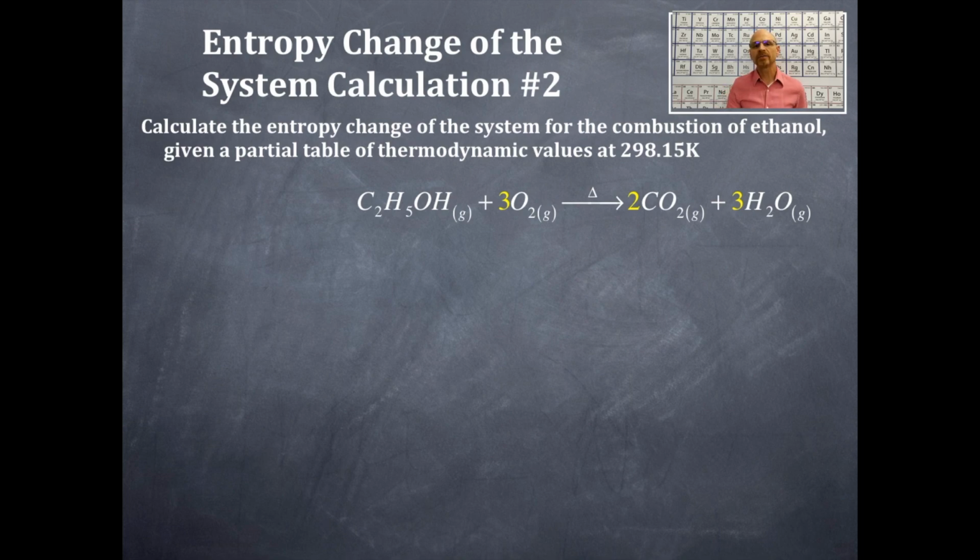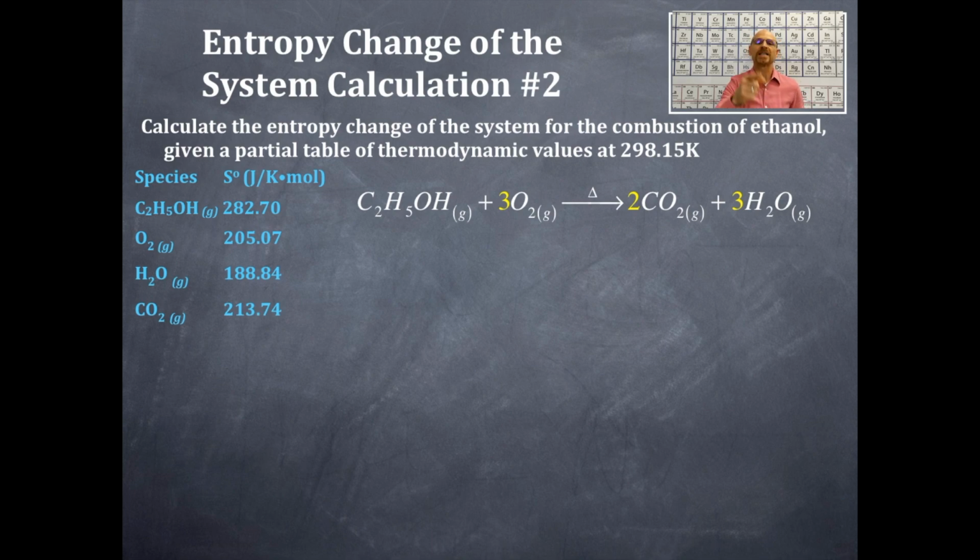Now, let's see if we can verify this numerically by looking at the data table. So I've got a partial data table of my thermodynamic values. I have all in the gaseous state, you should see. I have the ethanol at 282.70. I have the oxygen, molecular oxygen, at 205.07. I have the gaseous water at 188.84 and the carbon dioxide at 213.74.